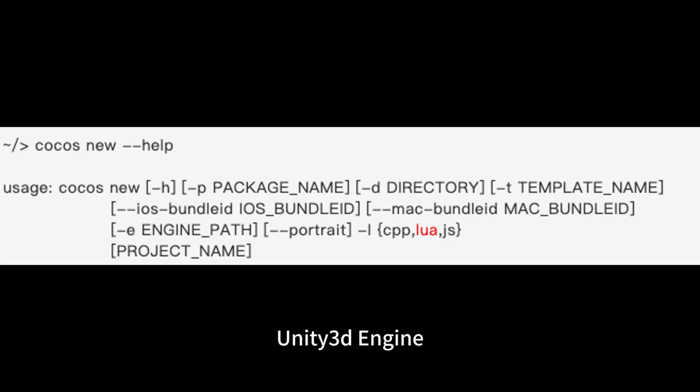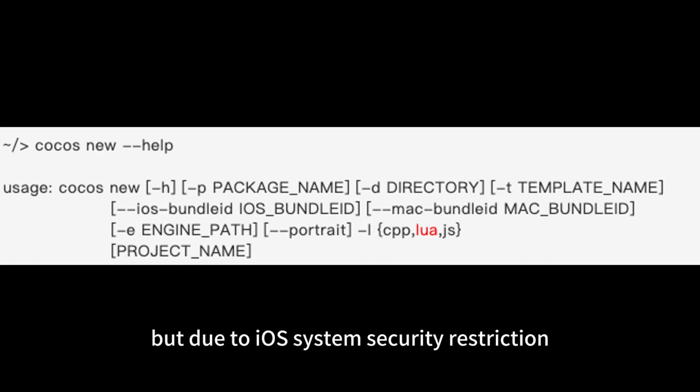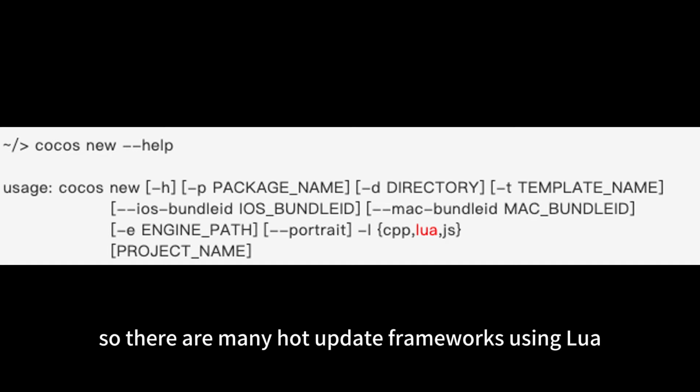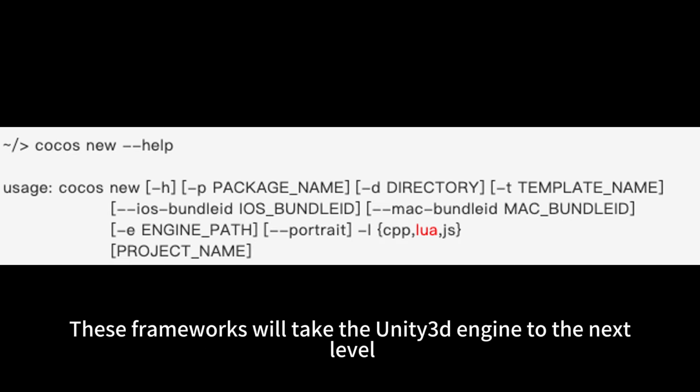2. Unity3d Engine. The native scripting language of Unity3d Engine is C#, but due to iOS system security restrictions, it is impossible to hot update C#, so there are many hot update frameworks using Lua, such as toLua, uLua, xLua, etc. These frameworks will take the Unity3d Engine to the next level.